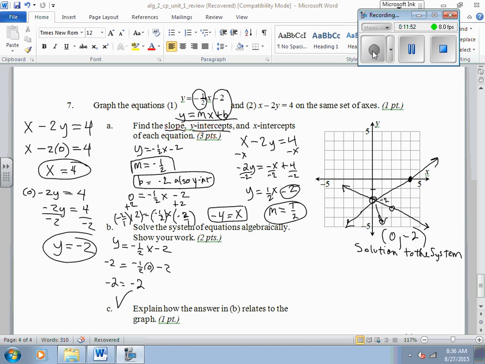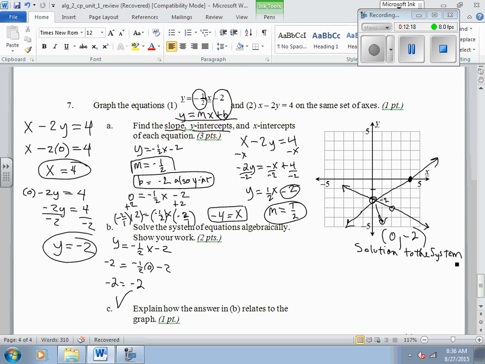I already know that they intersected at the same y-intercept. I know the coordinates of that y-intercept, 0, negative 2. I wrote underneath here solution to the system. So I just checked it, and I have a solution so far for one of them. It has to work for both of them, okay? If it doesn't, it just means our picture's off, okay?